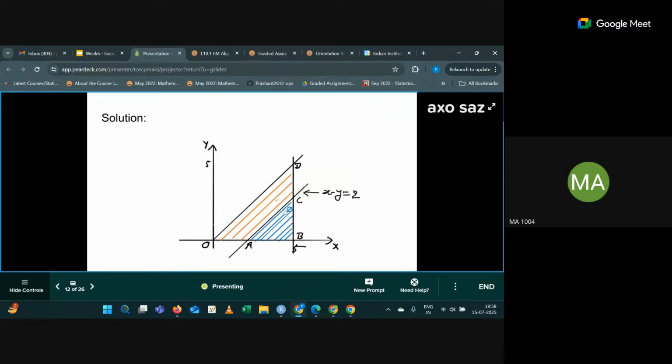Now I need the probability. Till now I have calculated this area. So to calculate the probability, what will be your approach? Basically it's favorable case divided by total case. So the favorable area, the area of this orange region, is 8 and the total area is 25 by 2. So 8 by 25 by 2, basically it will be 16 by 25. Understood?